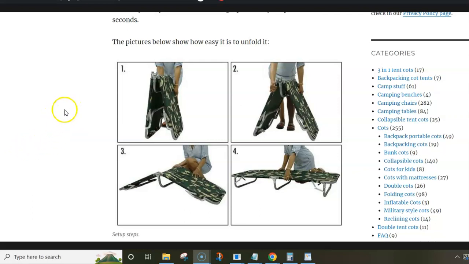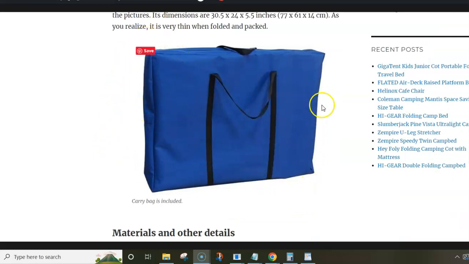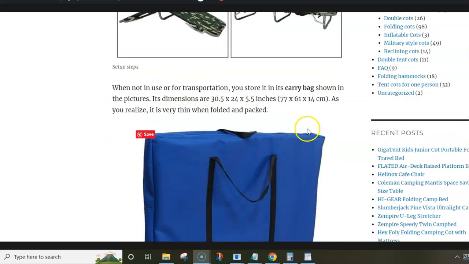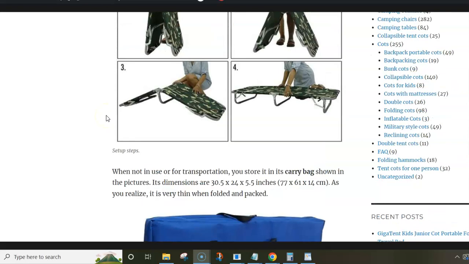When it is time to go, you pack it in its included carry bag, and the dimensions are given here. So you see it is a bit bulky, which is because of its folding construction. This is typical for cots of this type, but it is also very thin, only 14 centimeters, so you can store it in narrow places.